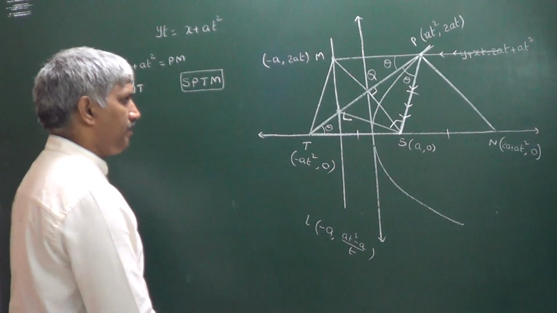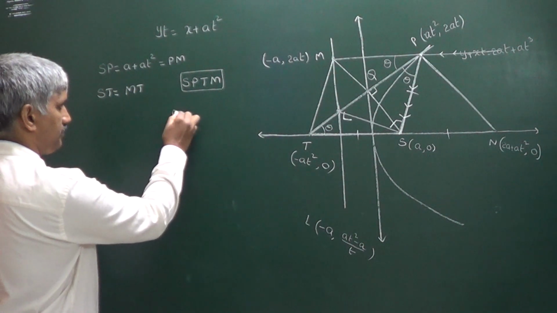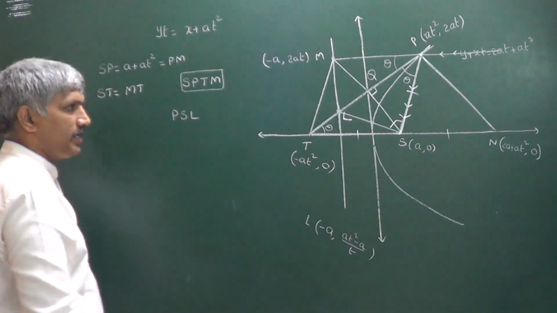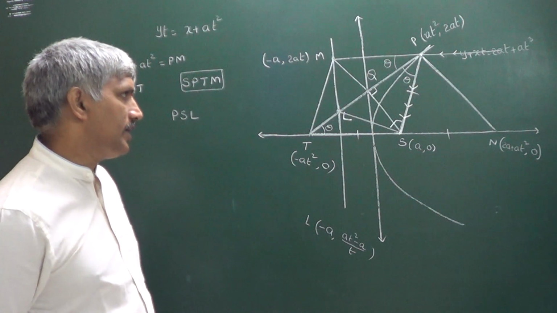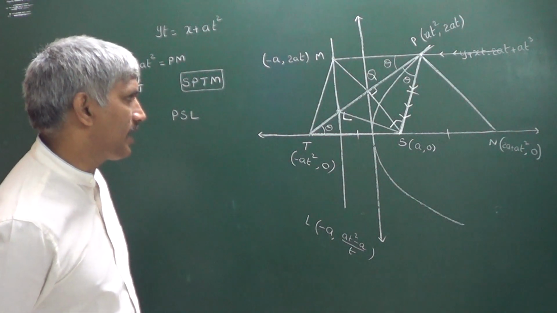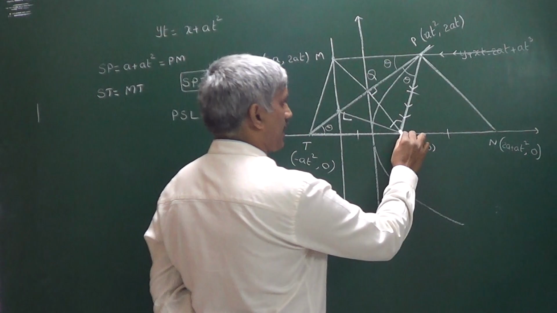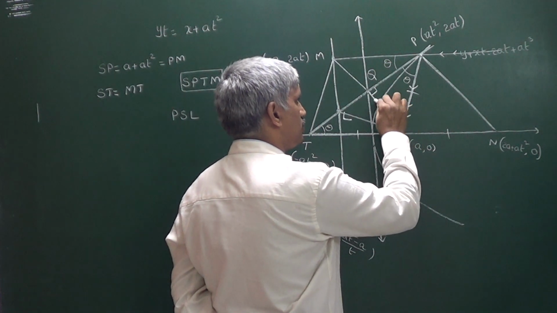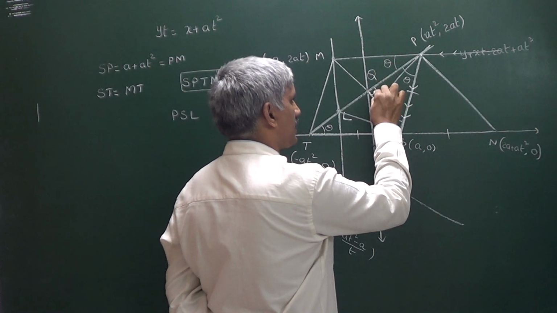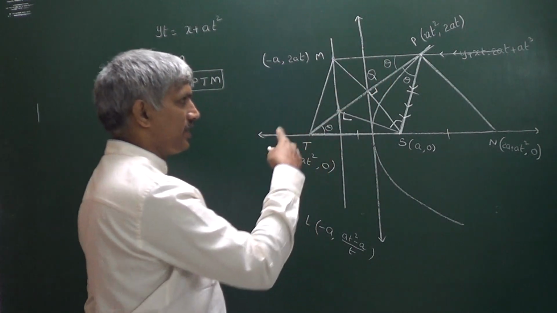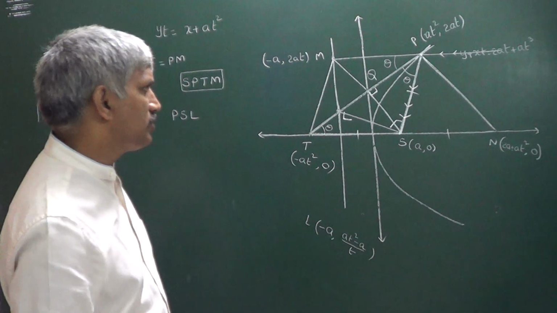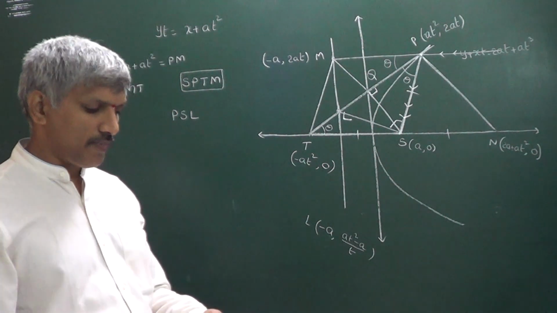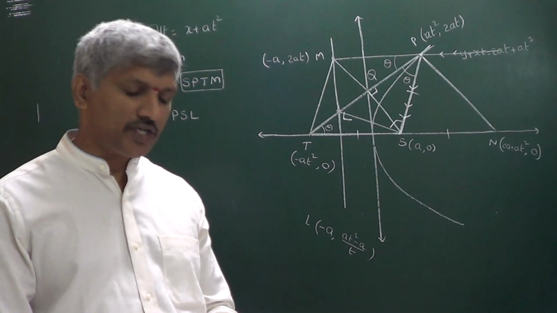So the triangle PSL is a right angled triangle. For that right angled triangle, is this an altitude or not? For the right angled triangle PSL, SQ is an altitude, right? So these are the few points on the parabola and its applications.